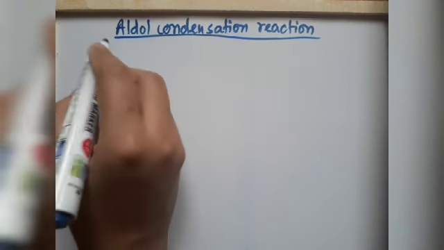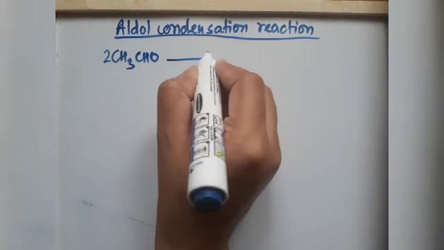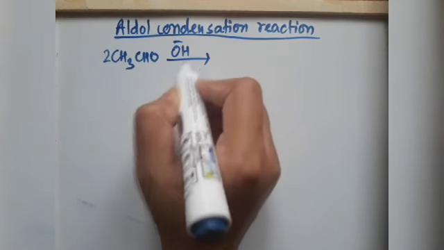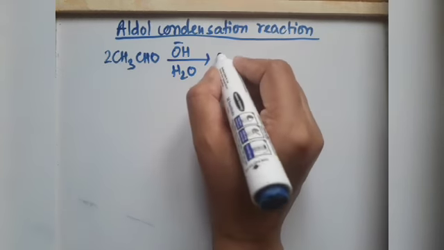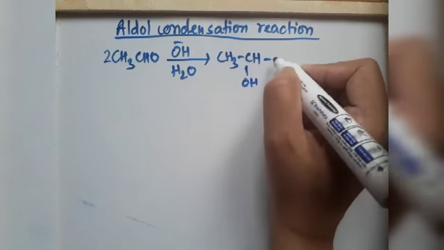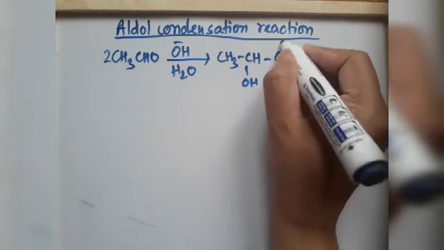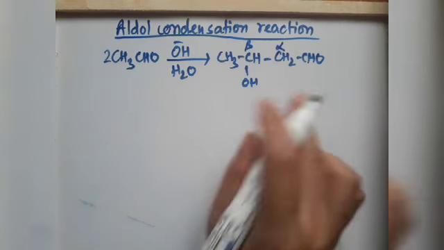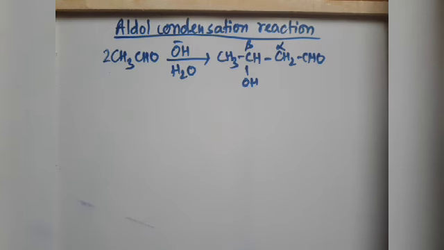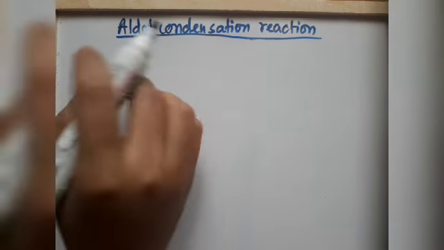Okay, so let me describe with an example. Suppose two molecules of acetaldehyde are treated with dilute alkali. They will dimerize to form a beta hydroxy aldehyde. So this is our beta hydroxy aldehyde. This is alpha, this is beta. Okay, this is our product. So aldol condensation reaction can be base catalyzed or acid catalyzed. Now we will discuss its mechanism. At first we will discuss the base catalyzed aldol condensation reaction.